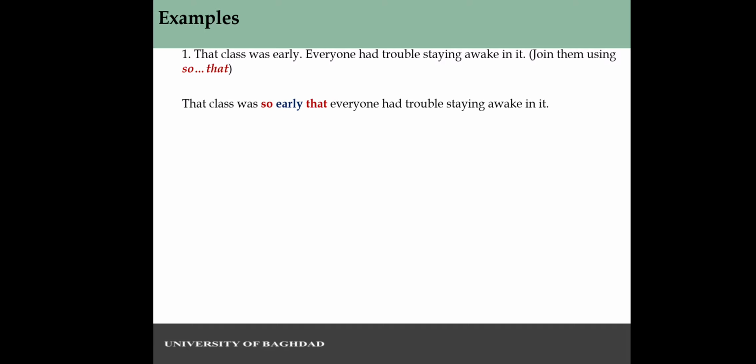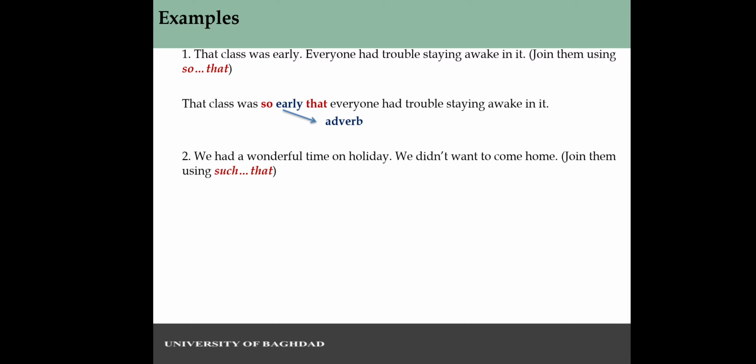So let's join these clauses by saying that class was so early that everyone had trouble staying awake in it. So because of that early class, as a result, everyone had trouble staying awake in it. So here we have early, which is an adverb. So try to pay attention to the original sentence and try to find an adjective or an adverb or a quantifier in case so that is given to you.